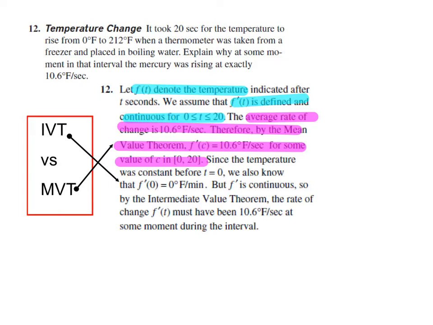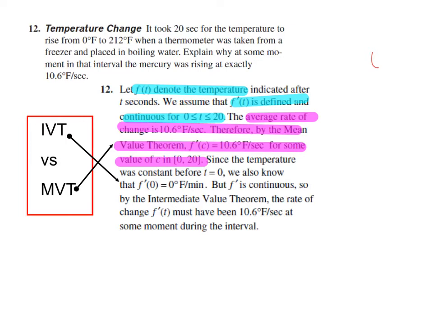This is question 12 from lesson 4.2. It took 20 seconds for the temperature to rise from 0 to 212 degrees Fahrenheit when a thermometer was taken out of the freezer and placed in boiling water. Explain why at some moment in the initial interval, the mercury was rising at exactly 10.6.